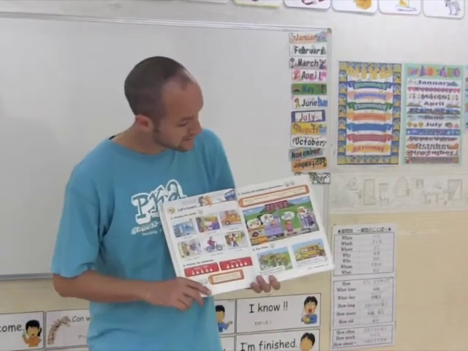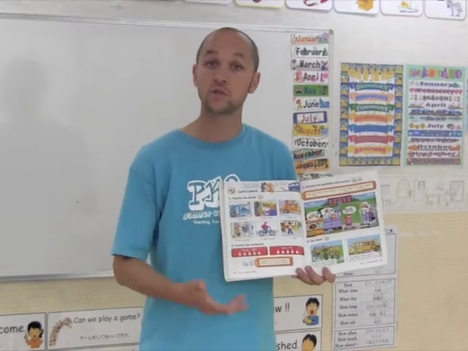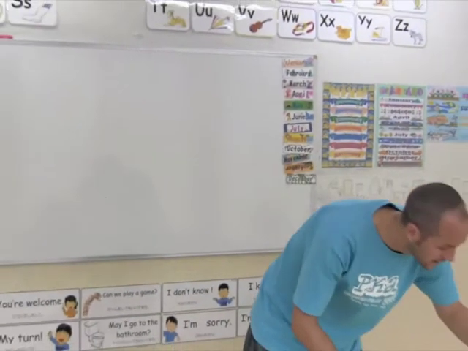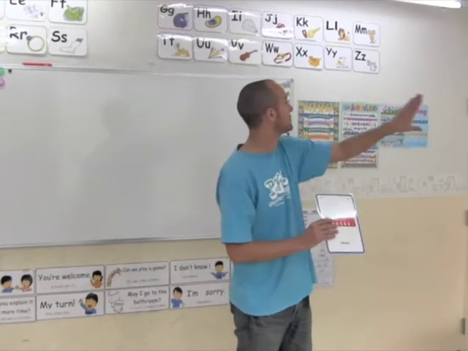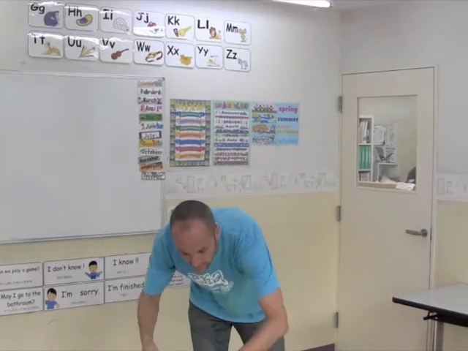Okay, the next game, again, this is for Let's Go 3. We're practicing adverbs of frequency, so we're going to be practicing always, usually, sometimes, never. And for this game, what we need to do, first of all, we take our cards. We have always, and usually, sometimes, never, and we need to place them around the room. So let's just quickly do that now.